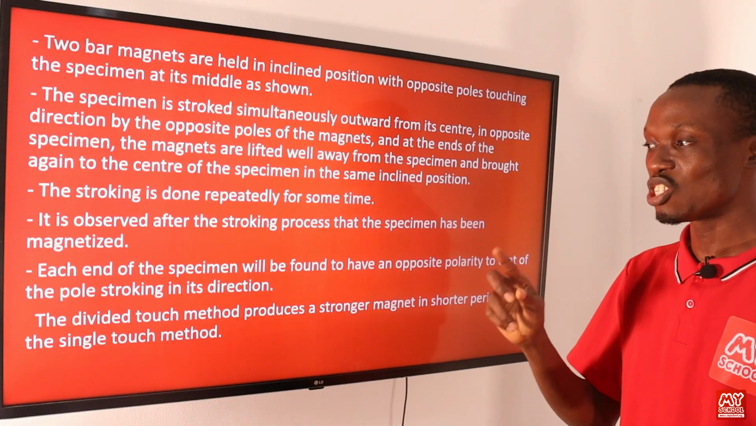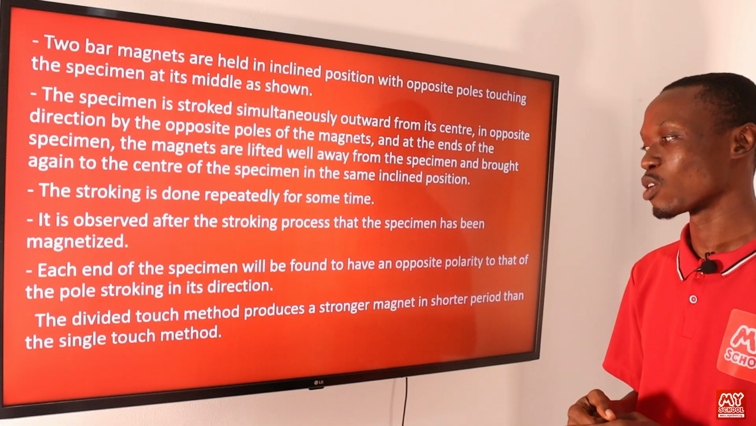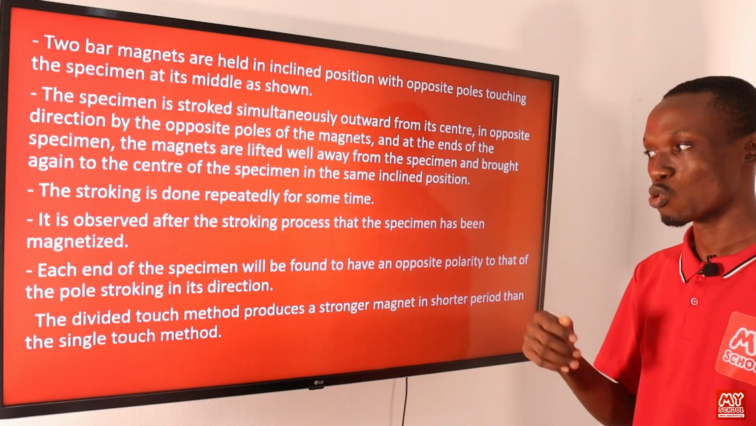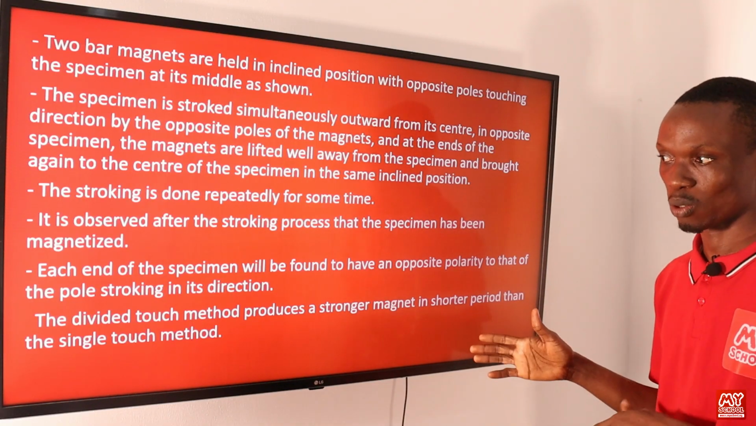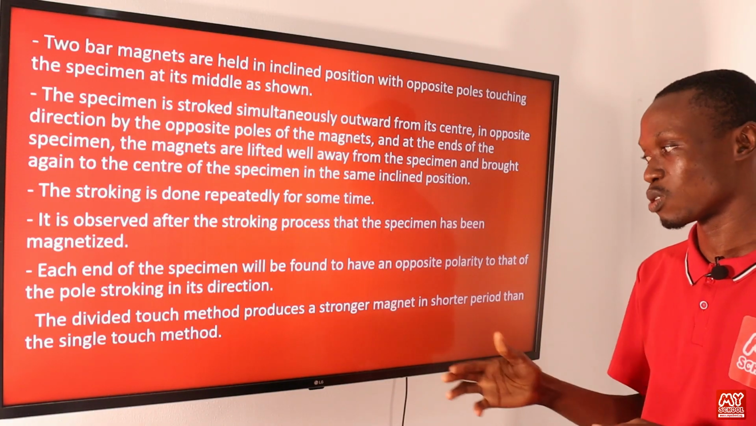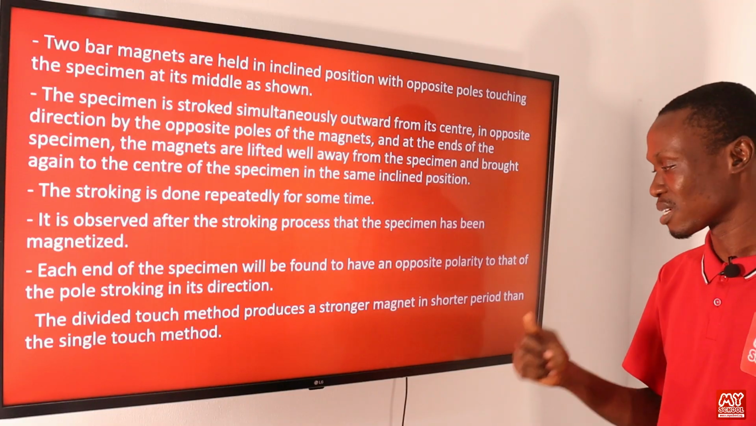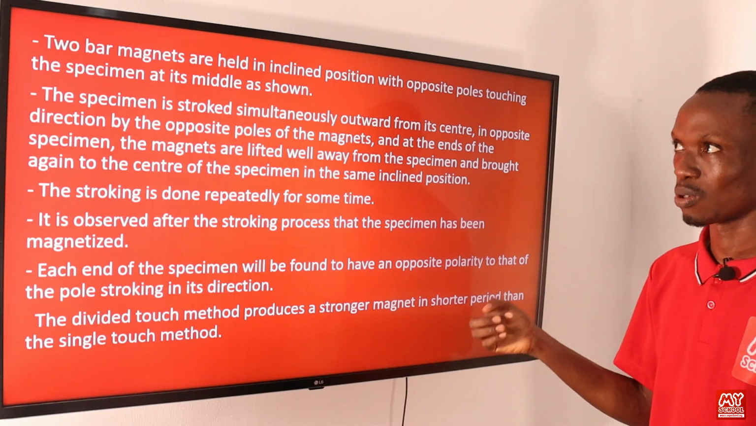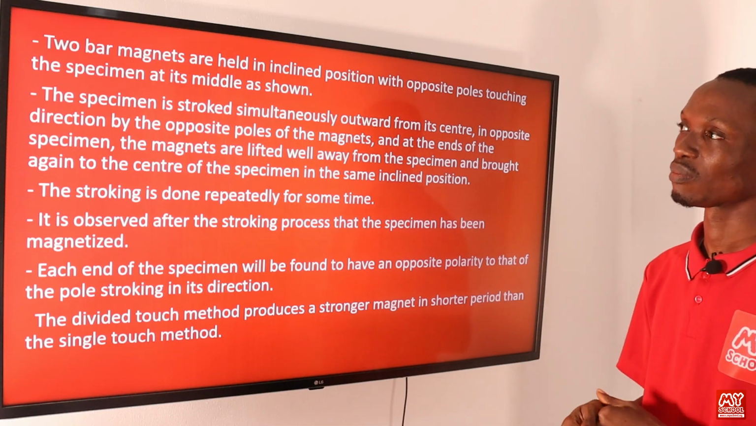Now take note of this. Each end of the specimen will be found to have an opposite polarity to that of the pole stroking in its direction. So the divided touch method, or the double touch method, provides a stronger magnet in a shorter period than the single touch method. So let's move to the next slide.